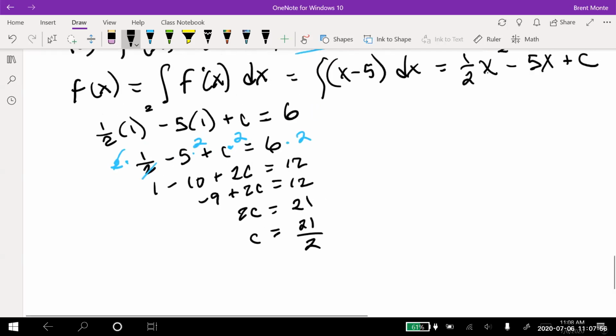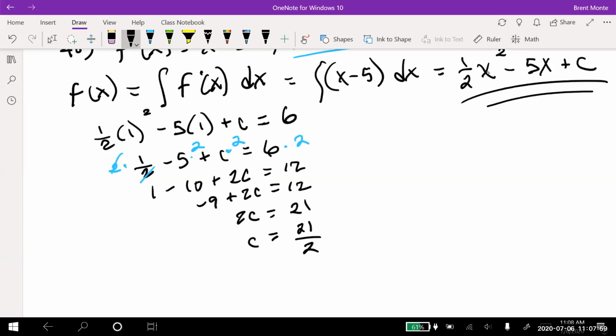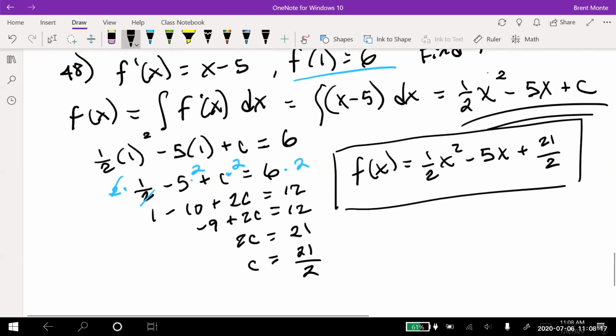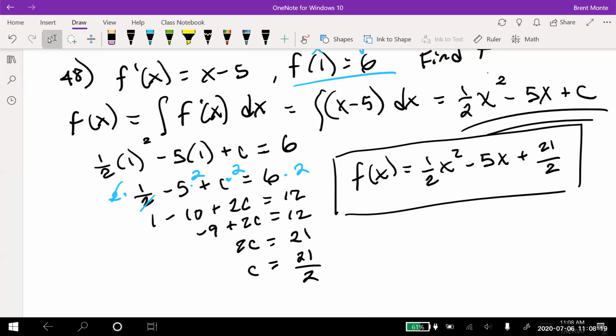That's my constant. So my function, I already knew up here what it looked like. So I'm going to say, oh, my entire function f of x is 1/2 x squared minus 5x, but I know c now, plus 21 halves. And there's my function. And if I want to check it, I do 2 things. I take the derivative, make sure the derivative is x minus 5. It is. And if I plug in 1, I should get 6 as my answer. And I'll leave that for you to check. But hopefully you will. Okay, so anyway, that's an initial condition problem.